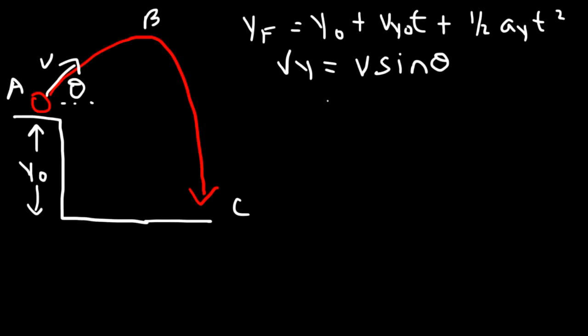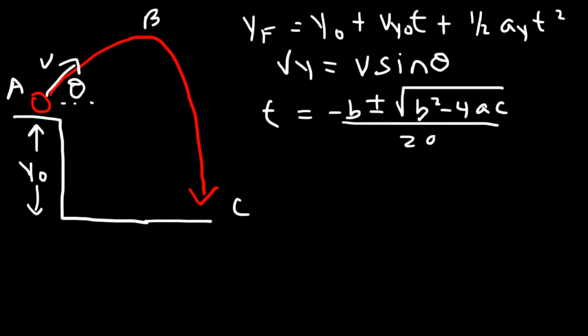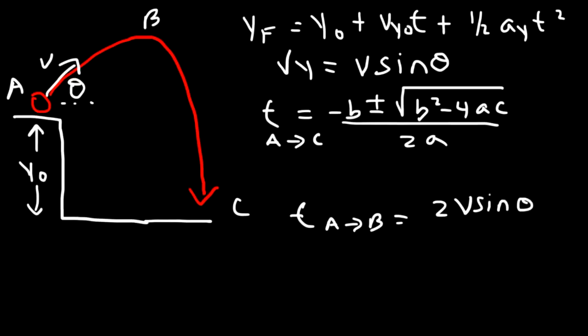Now, to use the quadratic formula, make sure you have a 0 on one side of the equation. t is going to be equal to negative b plus or minus the square root of b squared minus 4ac, divided by 2a. Now, if you don't want to use the quadratic formula to find the time it takes to go from A to C, you could find the time it takes to go from A to B and add it to the time from B to C. The time it takes to go from A to B, we have that formula. It's going to be 2v sine theta over g. Actually, we found the 2. It's v sine theta over g.